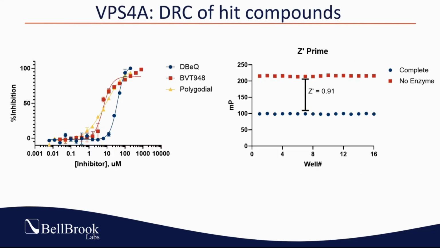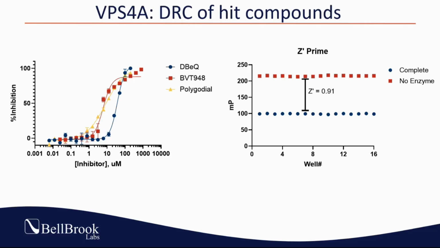Moving forward, of the 12 that we had validated, we picked 3 based on how frequently they have appeared in the literature as potent inhibitors of other assays, or in some cases even activators. And these are DBEQ, BVT948, and polygodial. And so we did follow-up dose response assays with each of these. And then again, with a paired Z prime factor determination to make sure that the assay is functioning to the standards that we expect, which it is.